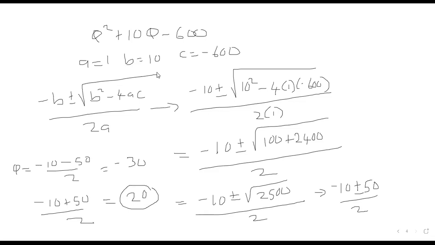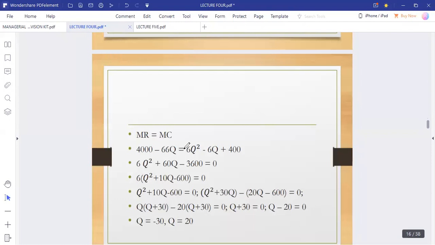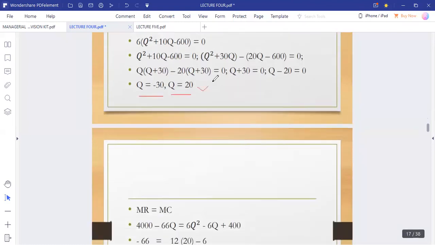Are we following? Yeah. This is exactly what you're supposed to do. When you compute that, this is what he did. You get two values, minus 30 and 20. So we pick what? 20. So you get your 5 marks for that. All right.